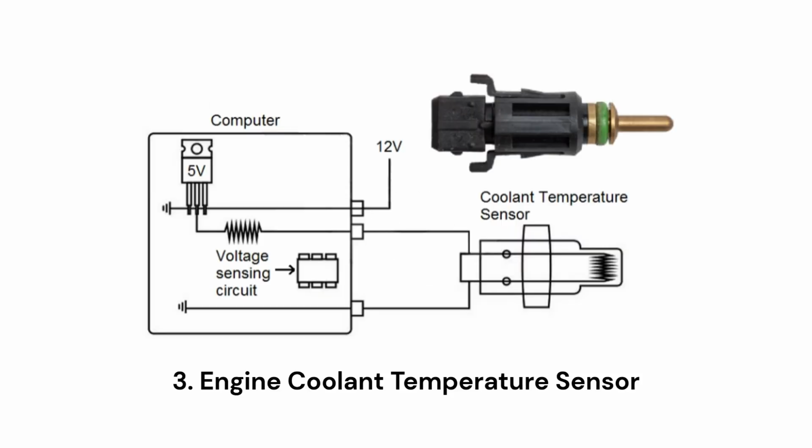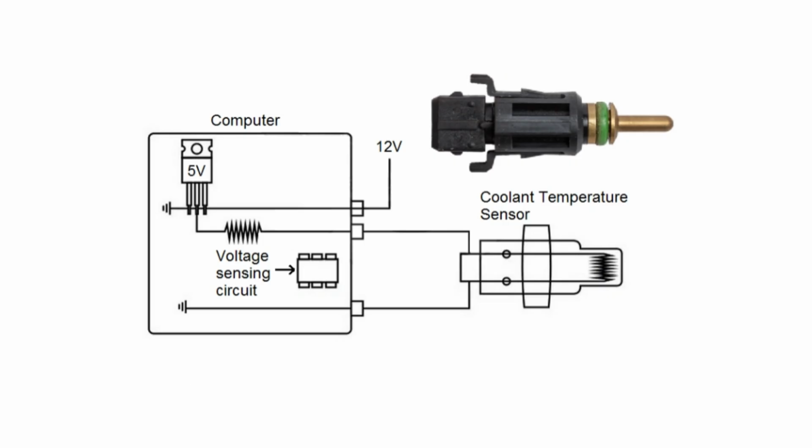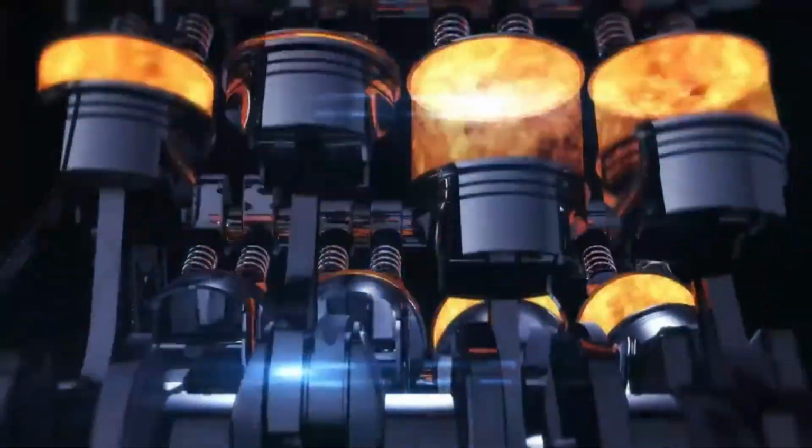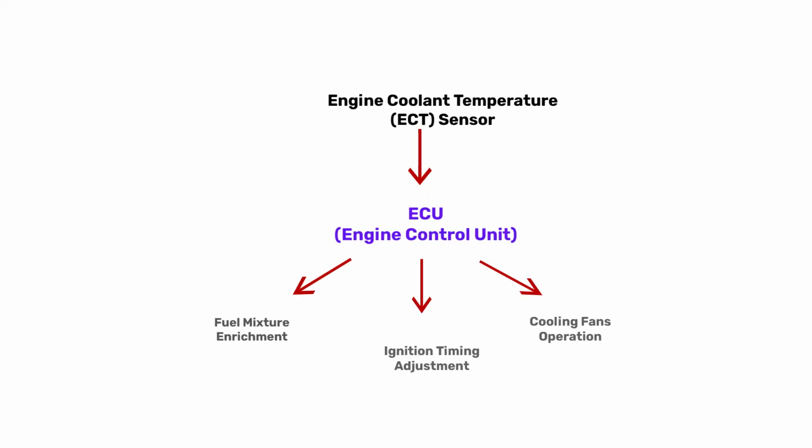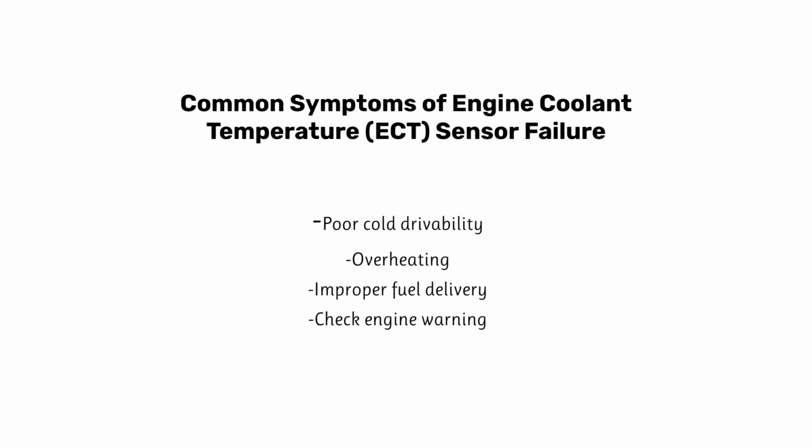3. Engine Coolant Temperature Sensor, ECT. The engine coolant temperature sensor is a thermistor that provides the ECU with accurate engine temperature data. The ECU uses this information to manage cold start fuel enrichment, ignition timing, and cooling fan operation. When this sensor fails, often reporting a constant cold or hot condition, it can cause poor cold drivability, overheating, improper fuel delivery, and a check engine warning.